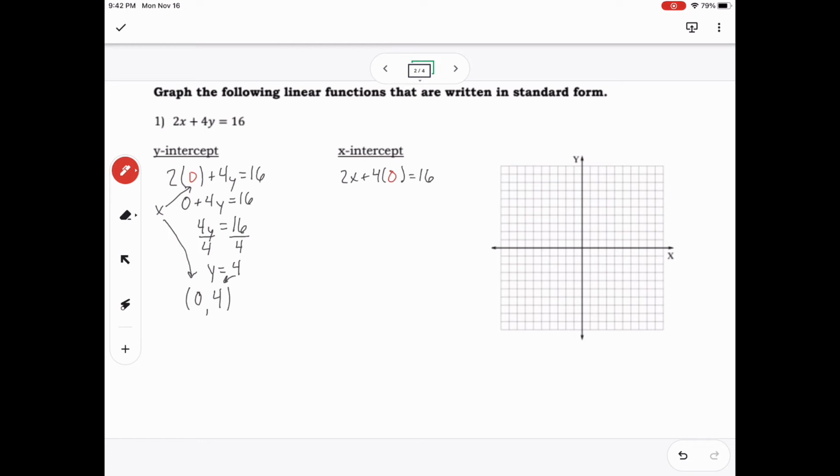So there's my 0 in for y. 4 times 0 is 0. 2x plus 0 is 2x. And then now I can divide. So divide both sides by 2 to get x equals 8.